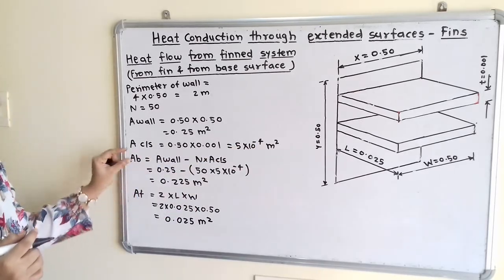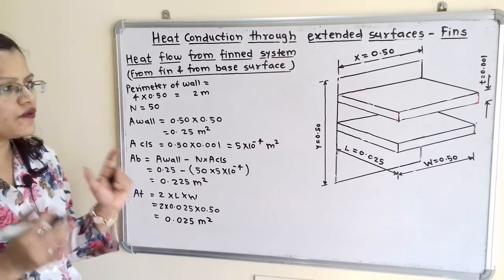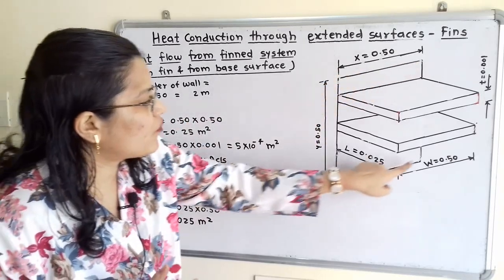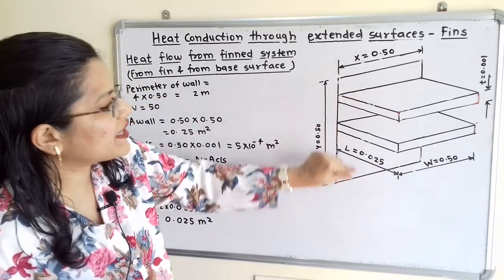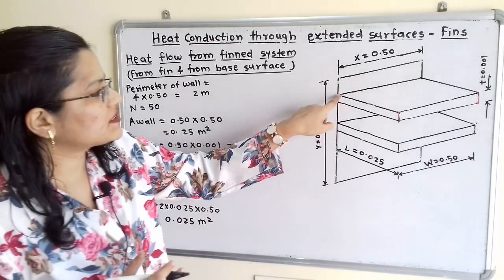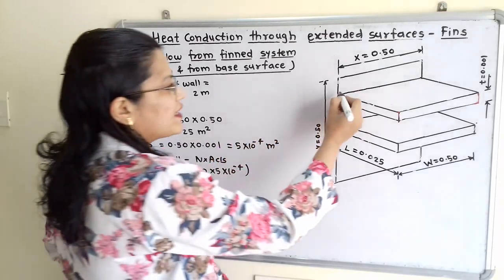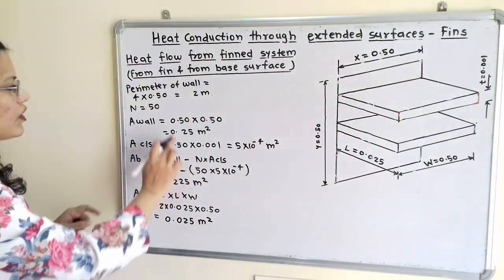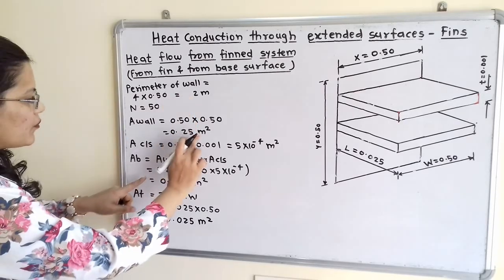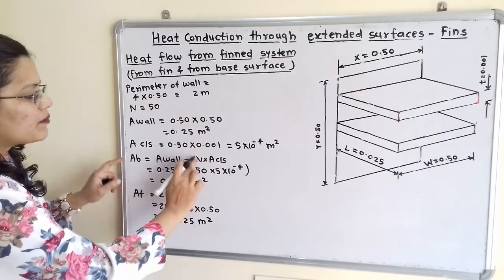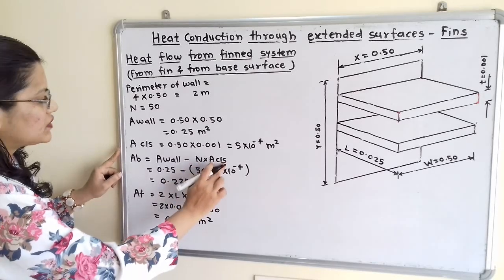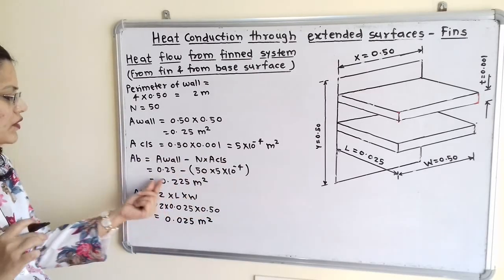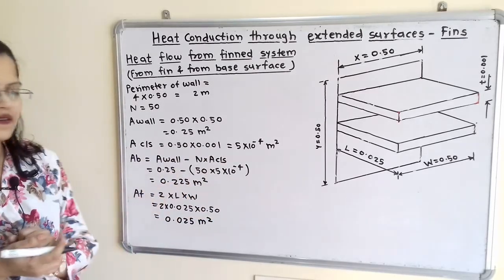Then bare area. So bare area means what? We have already seen that bare area is the total area of wall minus the cross sectional area of the fins. The cross sectional area of fin means the area which is attached to this wall. So we take the area of wall, that is 0.25 meter square, minus number of fins 50 multiplied by cross sectional area, that is 5 into 10 raised to minus 4. So the answer is 0.225 meter square.